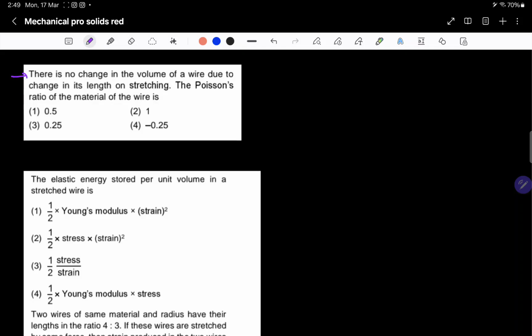Very first question here. There is no change in volume of wire due to change in length on stretching. What is the Poisson's ratio of the material? Very, very important: the relation between volume strain, longitudinal strain and Poisson's ratio. Please remember students, delta V by V equal to delta L by L into (1 minus 2 sigma). This is the relation between volume strain, longitudinal strain and Poisson's ratio.